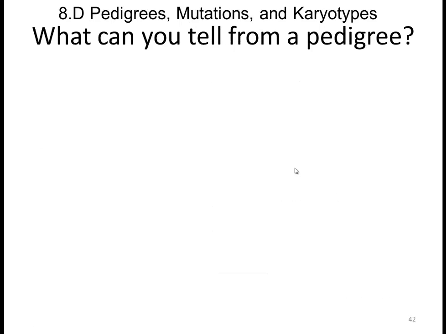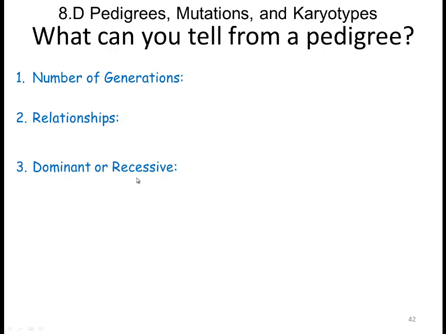What can you tell from looking at a pedigree? You can tell the number of generations, in other words, the number of lines that are in there. You can tell relationships in terms of marriages, brothers and sisters. You can tell dominant or recessive, whether it shows up in both sexes or in one sex. Dominant usually shows up in all generations. Recessive usually can skip one or two generations, but usually not as prevalent as the dominant.